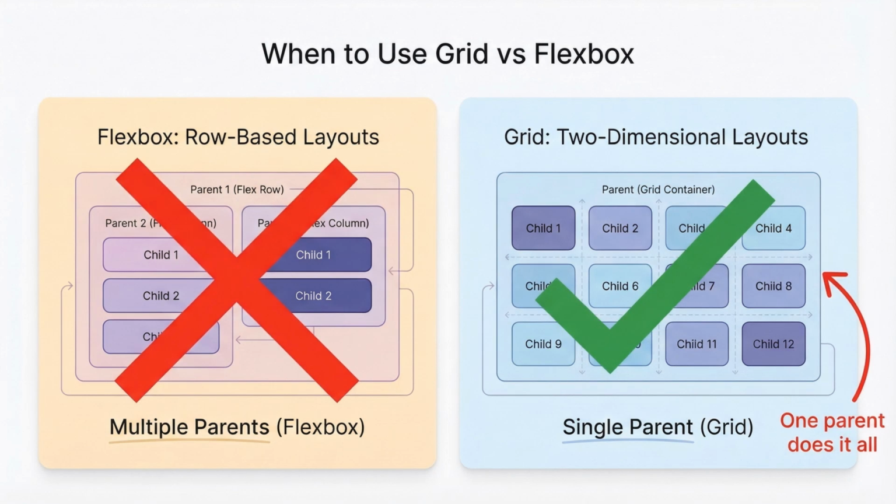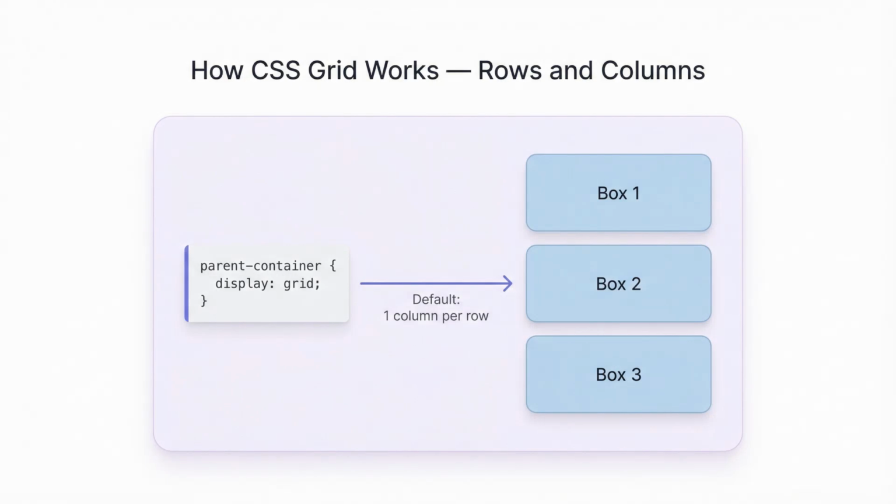So when you're building a layout that divides content into equal sections, like a project gallery or a skills grid, reach for Grid. It keeps your HTML clean and your CSS manageable. When you first apply display grid to a parent, the default behavior is 1 column per row. So every child element takes up an entire row by itself. They stack vertically. This is the baseline: 1 row, 1 column, 1 item.